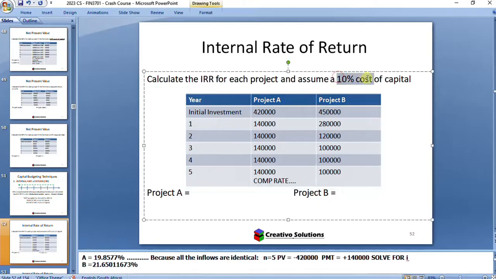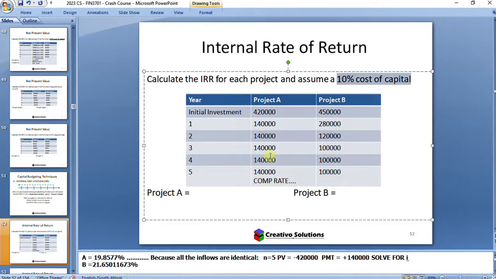Okay, you're going to ignore the cost of capital. Why? Because we're calculating the IRR. We're going to discuss this just now because we need this in order to accept or reject. The first thing I need is for you to be able to calculate this.